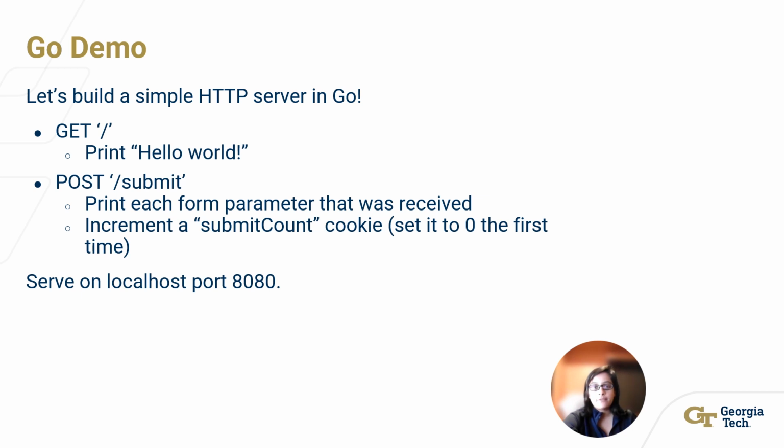Moving on to slide 5, we'll build a basic HTTP server in the Go programming language. We'll respond to two types of requests, GET and POST. First, when someone sends a GET request to the root path, we'll print Hello World on the web page.